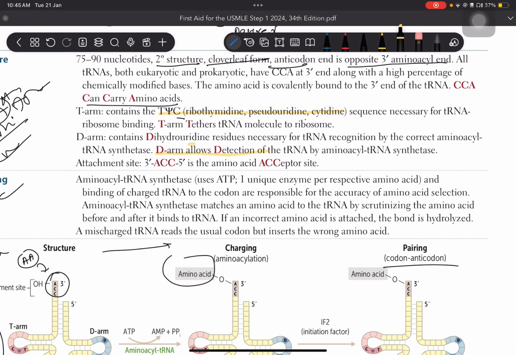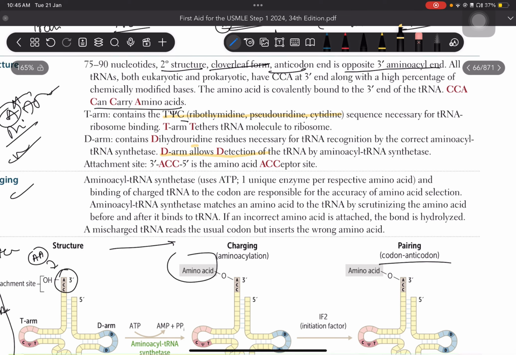So this D-arm is necessary for the detection of this tRNA by aminoacyl-tRNA synthetase, which attaches amino acids to the tRNA. The attachment site is nothing but CCA, which can carry amino acids.